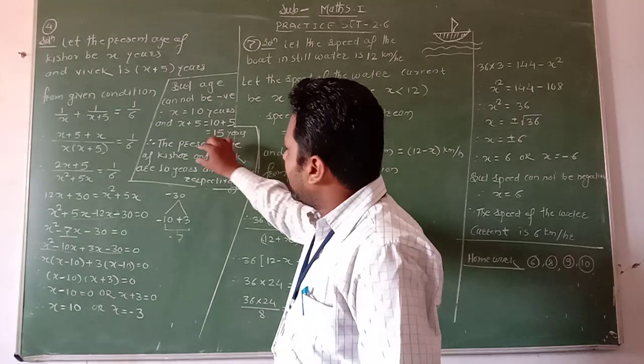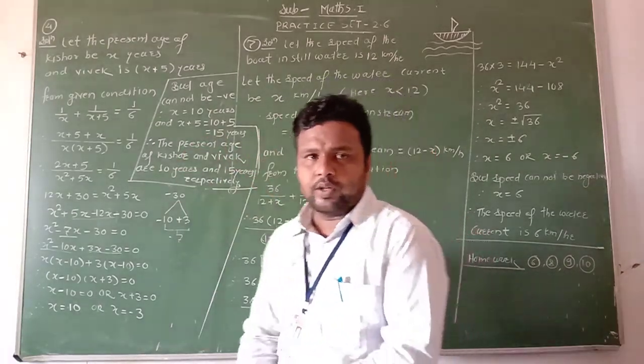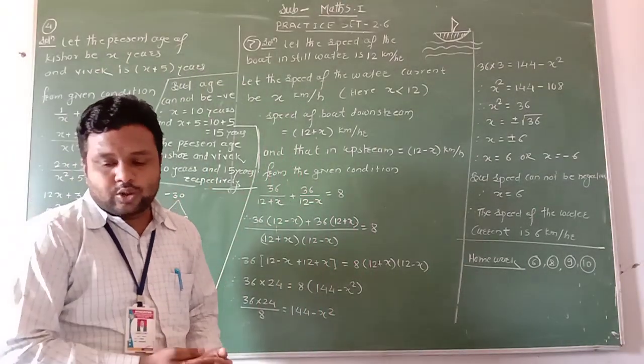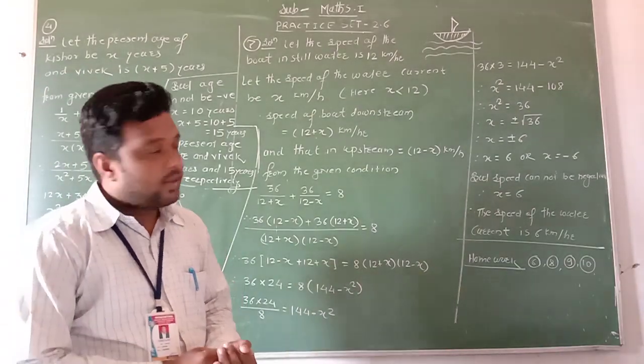This means the age of Kishore is 10 years and Vivek is 15 years. I hope, students, you understand this question. Okay, now we see the next question, question number 7. This is a very important question.